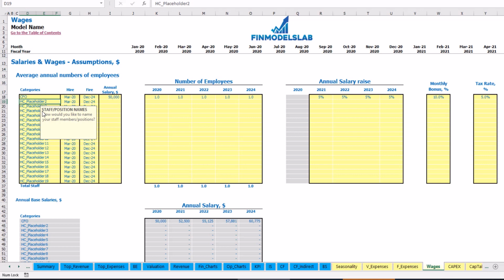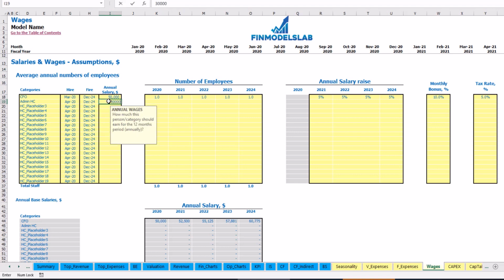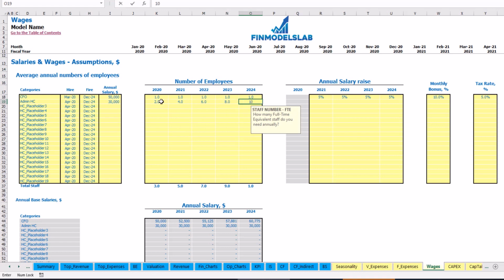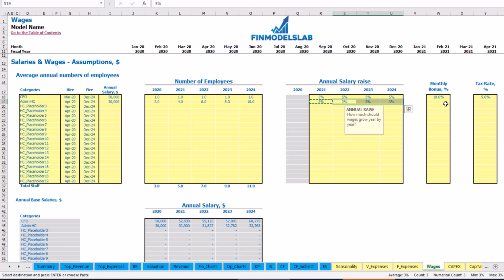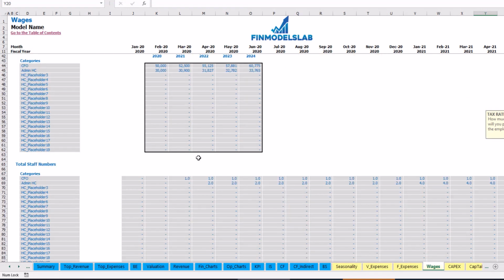Another option would be admin account, which will start in April, and will grow till the end of the model with annual salary of $30,000. Let it be in year number 1, 2, then 4, 6, 8, and 10 headcounts, with 3% of annual salary growth, 5% of monthly bonus, and 5% of payroll tax rate.